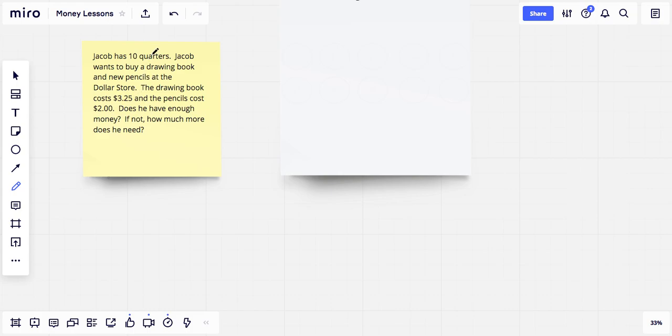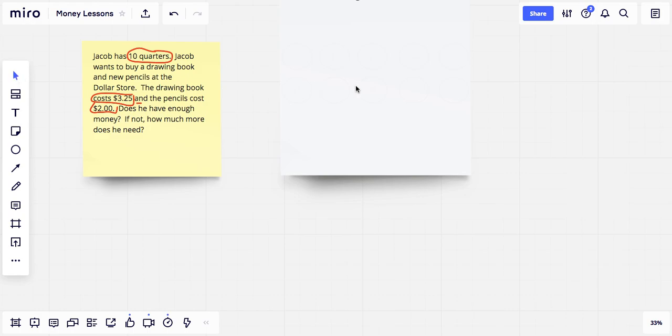So, a couple of key things to know here. This is what Jacob has, 10 quarters. So we're going to need to do something with that. He wants to buy a drawing book and he wants to buy pencils. Okay? Does he have enough money? If not, how much more does he need?